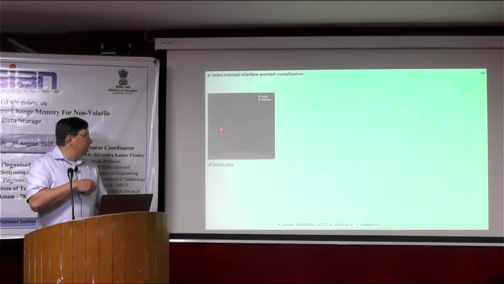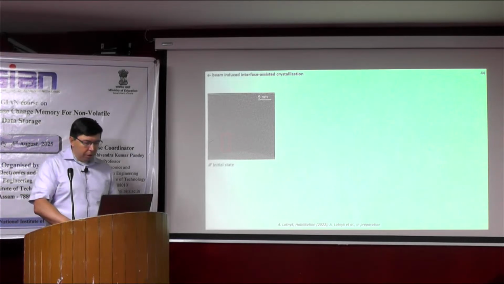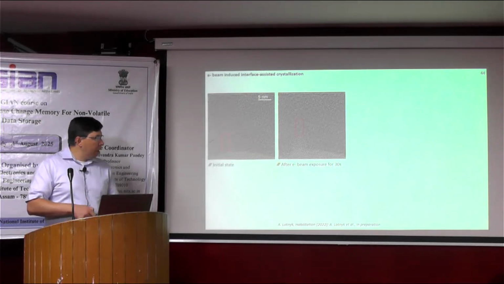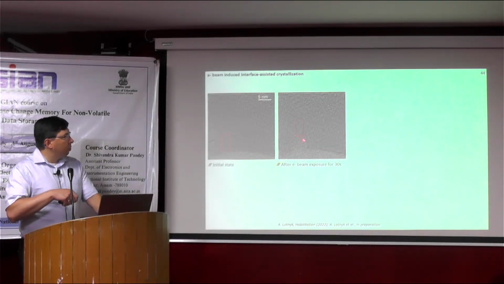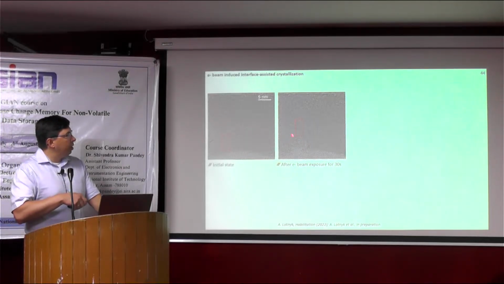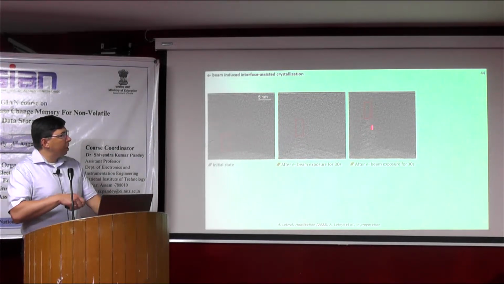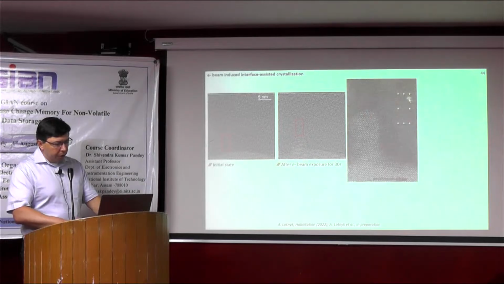Here, if they heat up this area by electron beam, you can see this is a nanoscale area, like 10 by 3 nanometers. If they heat up this by electron beam, we can produce such a small nanowire here. Then, if we again heat up this area, we can produce a larger nanowire.